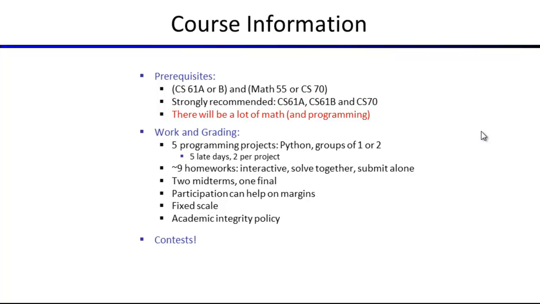The work ahead of you is 5 programming projects, not counting Project Zero. You get to work in groups on the programming projects, groups of at most 2. So you might want to figure that out today, who you might want to work with. You get 5 late days over the semester. So if something comes up, you can use those late days at your convenience whenever it's best for you. A maximum of 2 per project. After 2 late days, the autograders will shut off. So your budget is 2 per project, but 5 over the semester.